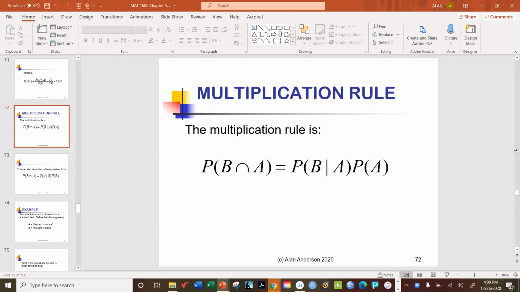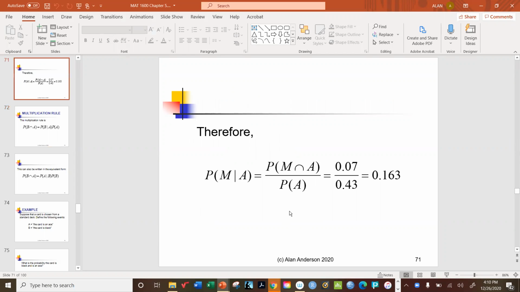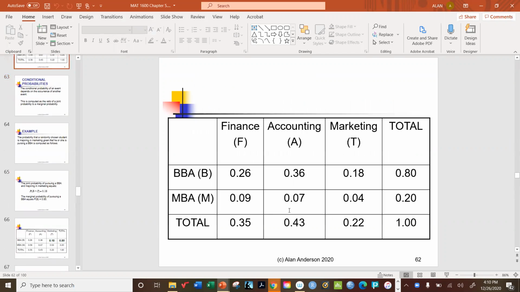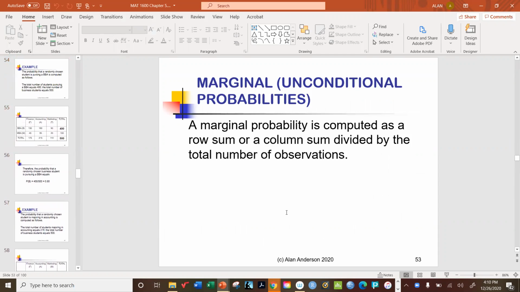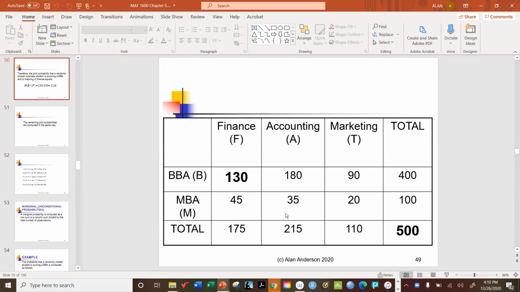All right, so what we're going to do here is carry on with chapter 5. The other day we started to look at the multiplication rule, but before we did that, we introduced a few new ideas here. Specifically, we were looking at what we call joint probabilities. Let's go back a little ways.